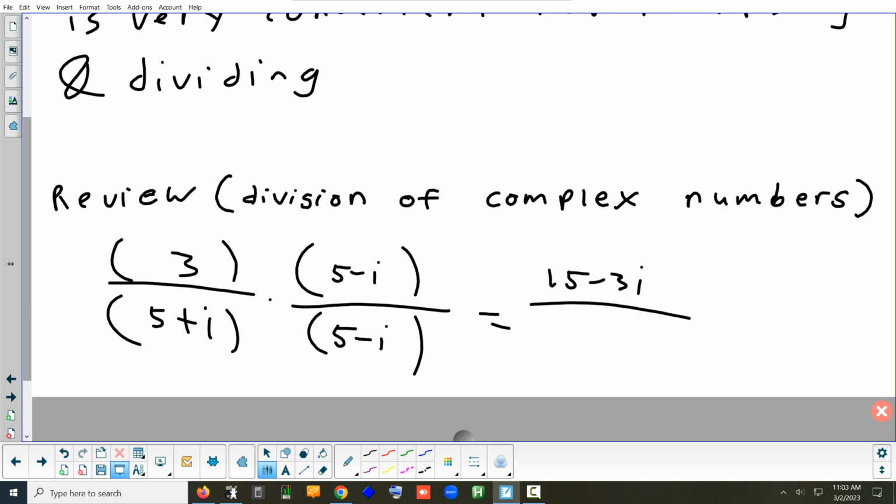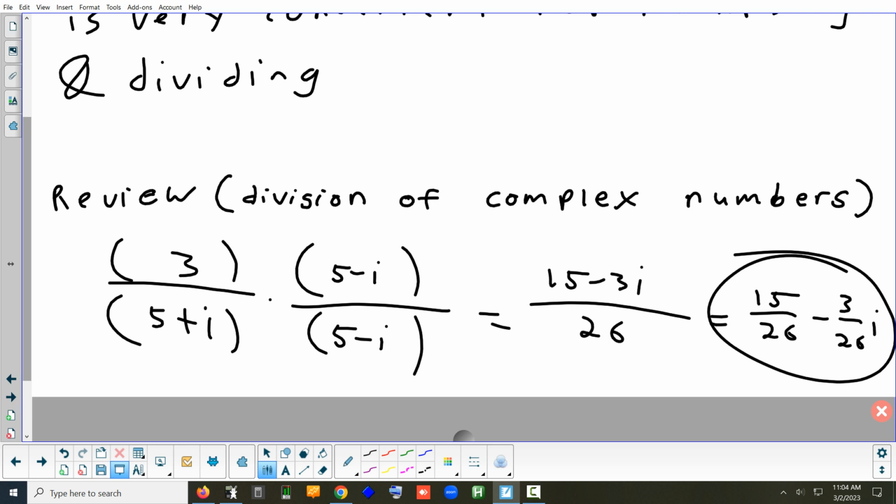And in the bottom, when you FOIL all that out, you will get 26. And if you're not sure how to do that, you'd have to just go through and do 5 times 5 and do everything else. But you will get 26. Now, the last step would be to write it in standard form: 15 over 26 minus 3 over 26. So not too bad, because I used the trick to multiply the conjugates really quick in my head. And I didn't have that bad of a distributive property in the top.